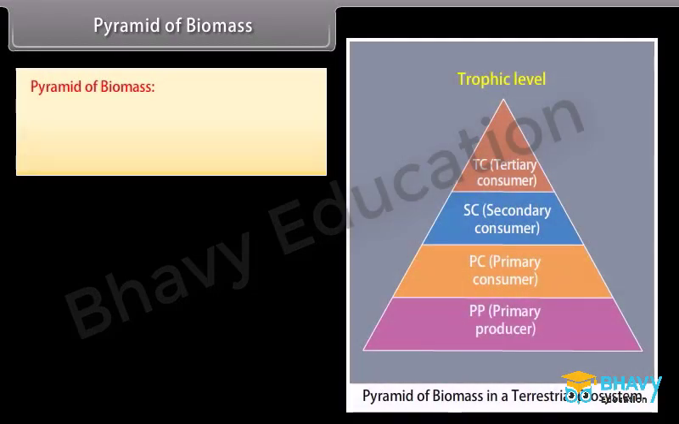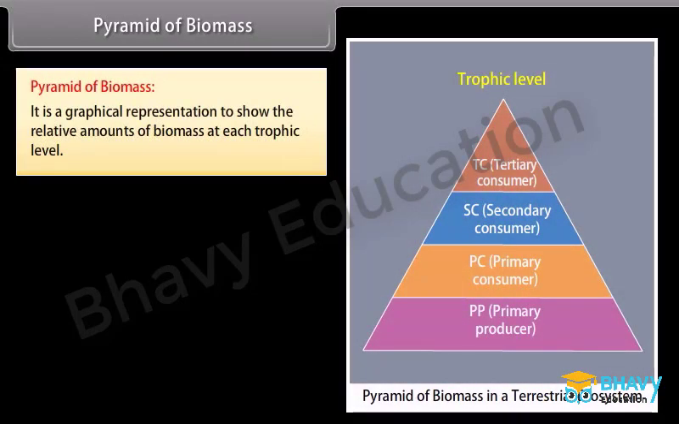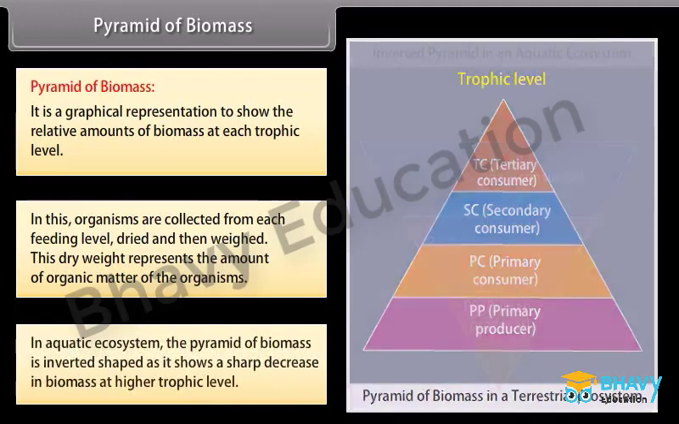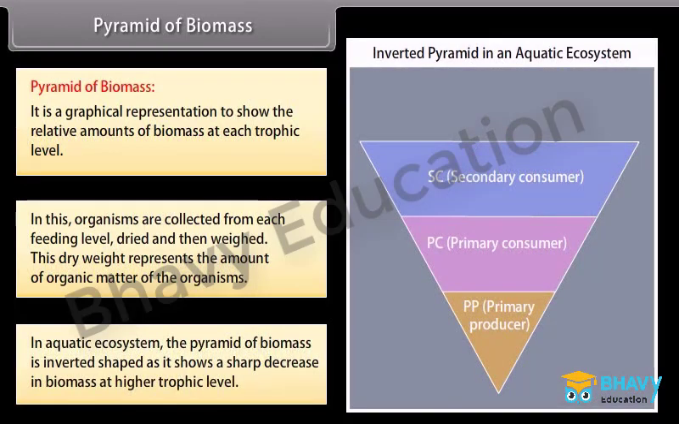Pyramid of biomass. It is a graphical representation to show the relative amounts of biomass at each trophic level. In this, organisms are collected from each feeding level, dried and then weighed. This dry weight represents the amount of organic matter of the organisms. In aquatic ecosystems, the pyramid of biomass is inverted, as it shows a sharp decrease in biomass at higher trophic levels.